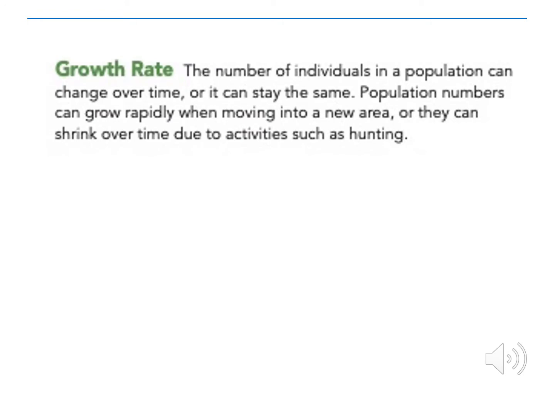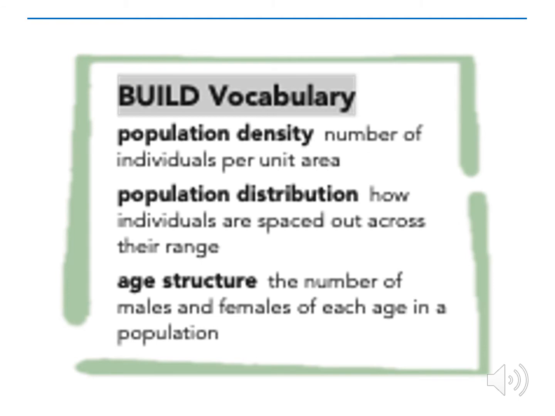The number of individuals in a population can change over time, or it can stay the same. Population numbers can grow rapidly when moving into a new area, or they can shrink over time due to activities such as hunting. As mentioned before, vocabulary is very important. Here are three main vocabulary words for the next few slides.